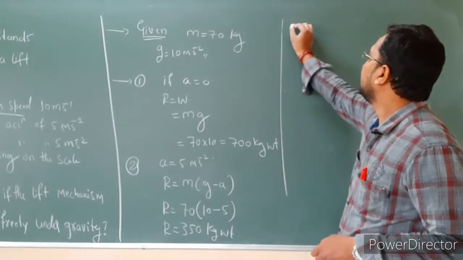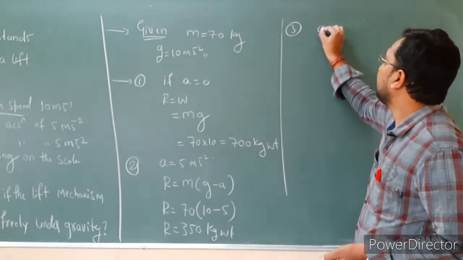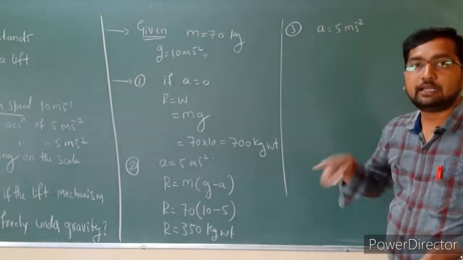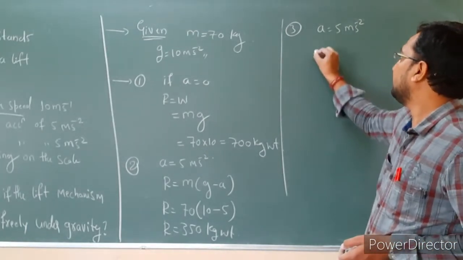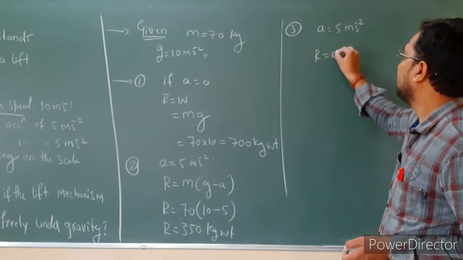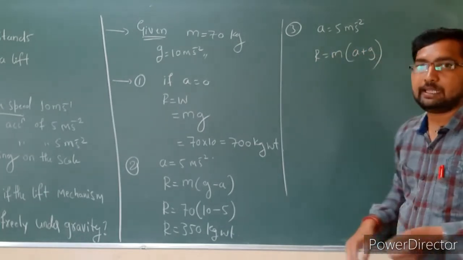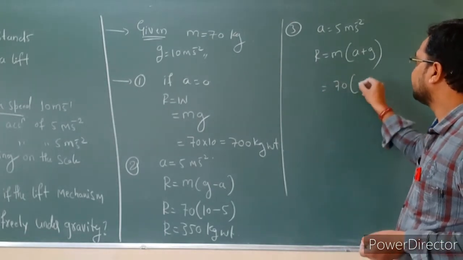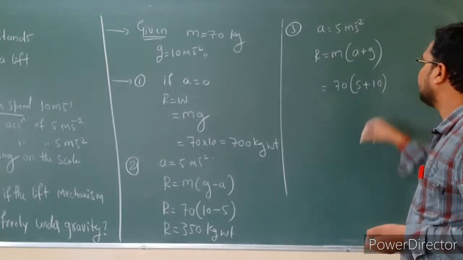Third case. In the third case, when the lift is moving with an acceleration a is equal to 5 meter per second square in upward direction, then the apparent weight of a person is equal to m bracket of a plus g. So this is equal to mass is 70 and acceleration is 5 plus acceleration due to gravity is 10.